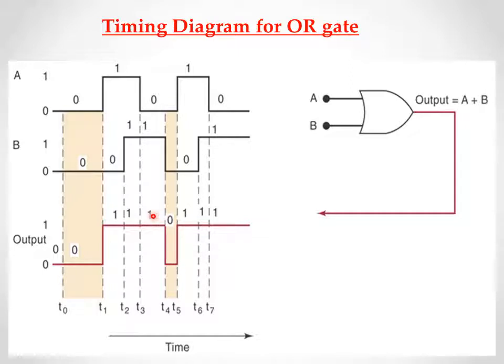Now in the T3 to T4 instant, B input is high and A input is 0. So 0 plus 1, our output is 1. Now T4 to T5 instant, both the inputs are low, that is 0. So the output is also 0. Now T5 to T6 instant, A input is 1 and B input is 0. So the output is 1. Now the T6 to T7 instant, both the inputs are high, that is 1. So the output is also 1. This is the timing diagram representation for the OR gate.